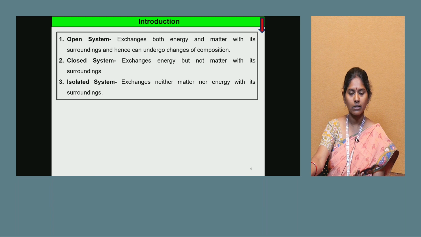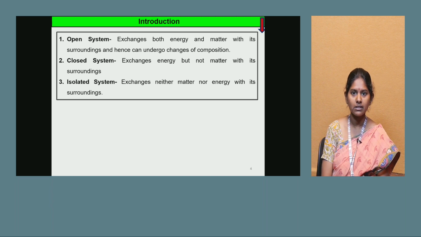So in the previous session we discussed the basic concepts of thermodynamics. In this session we'll discuss the types of systems. There are mainly three types of system: open system, closed system and isolated system.